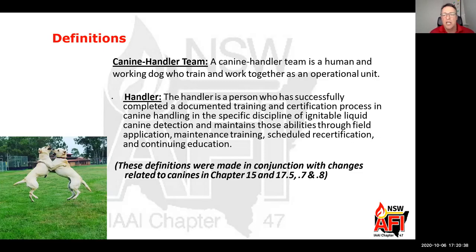So in the definitions, which is Chapter 4, it does talk about canine handler team, which is good. They're introducing that. One of the main changes there is what they're going to be called. They used to be called accelerant detection canine. Now they call them ignitable liquid canine teams. So that's an important distinction. They're trying to define what the canines are capable of doing, and I think that's a good thing as well. It goes through the definition of what is a canine handler team and what is a handler as well. And then they have other changes in Chapter 15 and Chapter 17.